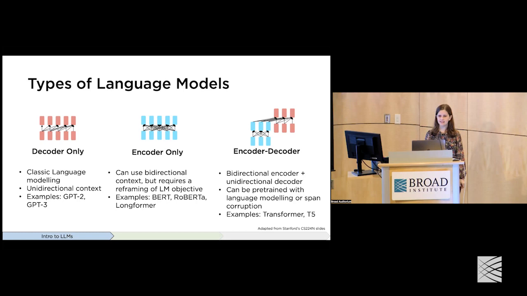The final class is the encoder-decoder model architecture. The idea here is that you combine, ideally, the best of both worlds, where you've got a bidirectional encoder and then a unidirectional decoder. These sorts of models can be pre-trained either with a classic language modeling objective, or they can use other objectives. Examples include the transformer model architecture that we walked through earlier, as well as T5, which unfortunately we won't have time to go into detail today.